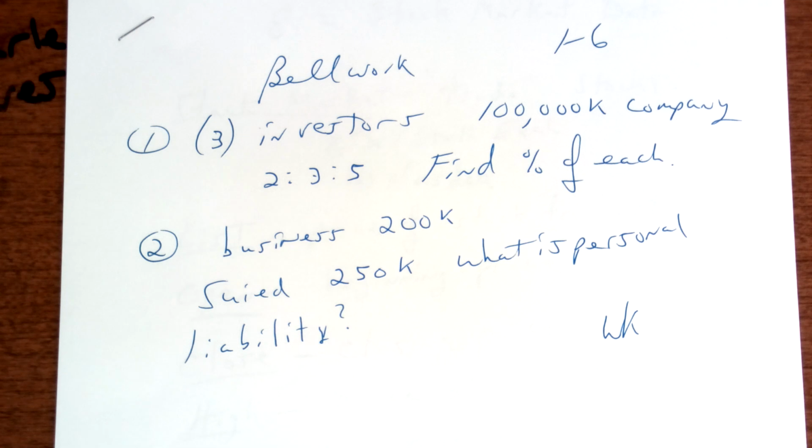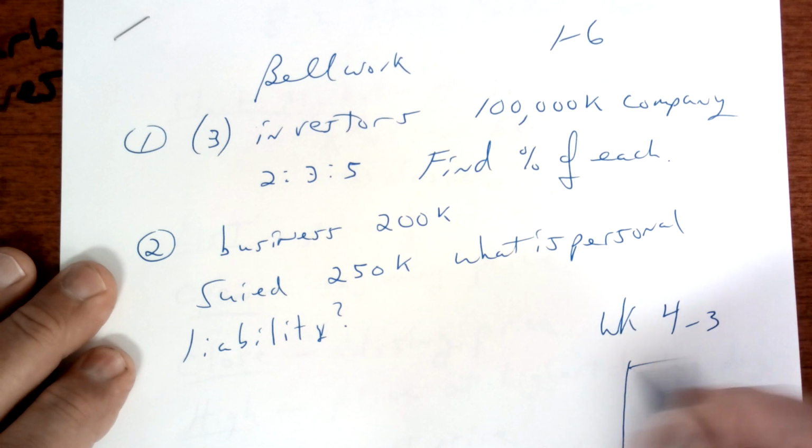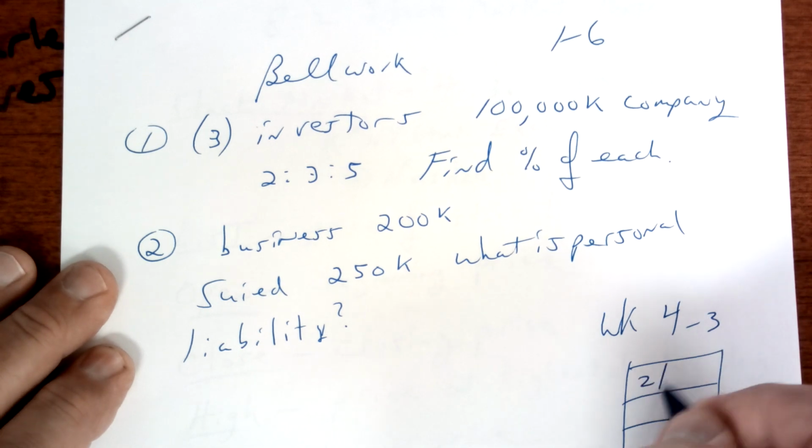Let's take a look here. You have three investors, a $100,000 company, and there's the ratio. And by the way, this is week 4-3. And today is Thursday, so it's going to be on the back, 2-2.